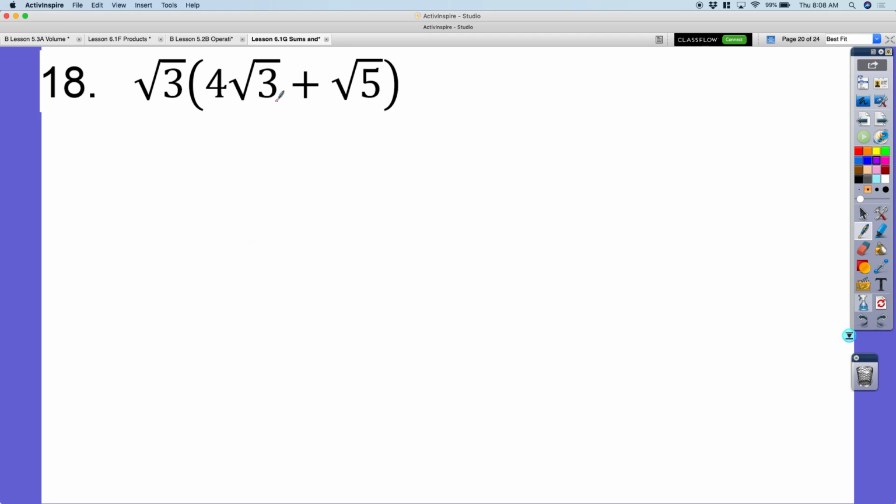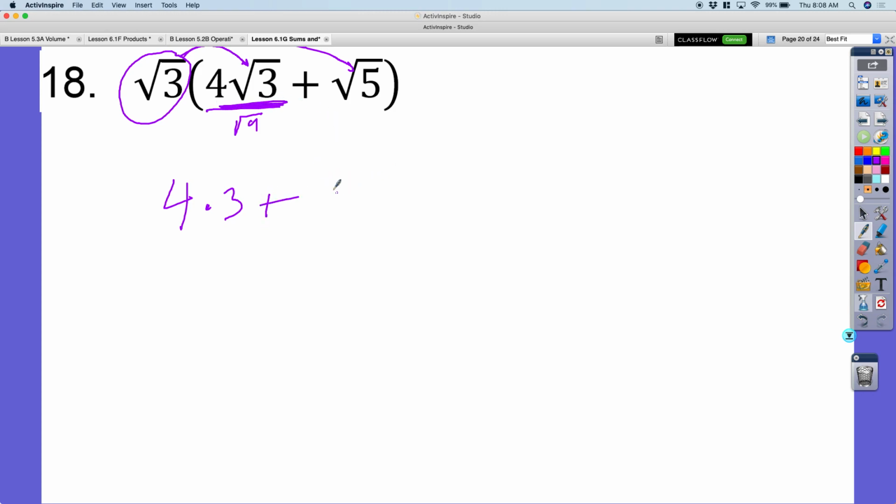Alright, so next on this one, same idea. I'm going to distribute this radical 3 into both of these. And remember, anytime I'm multiplying two radicals that are exactly the same, it's just going to equal that number. So radical 3 times radical 3 is radical 9, and radical 9 is just 3. So we took care of this part.